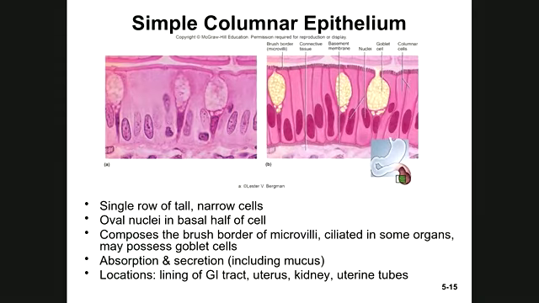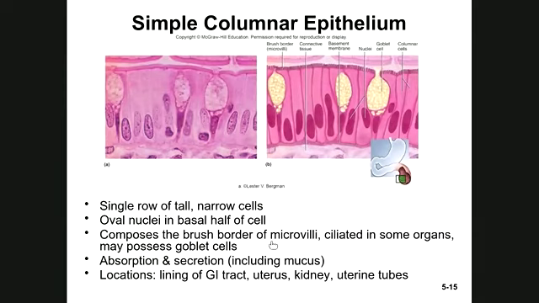The other type of simple epithelium is simple columnar epithelium. In simple columnar epithelium, as you see here, you have only one layer of cells. Your cells are located on their basement membrane, but the cells are tall and narrow. They have oval nuclei and their nuclei are located near the base of the cell. The nuclei are not in the apical part or in the center. They can make a brush border of microvilli.